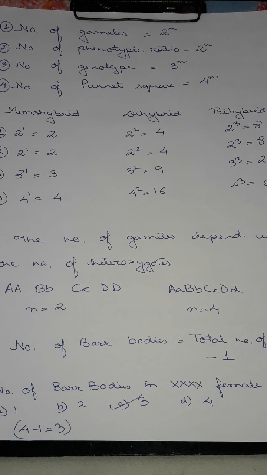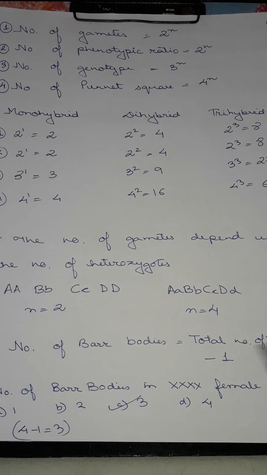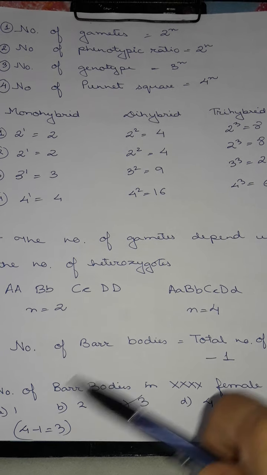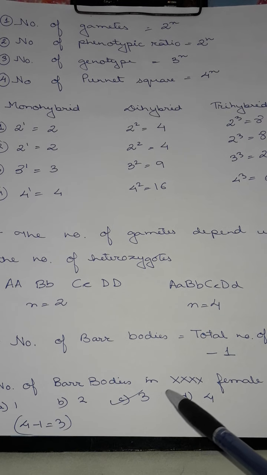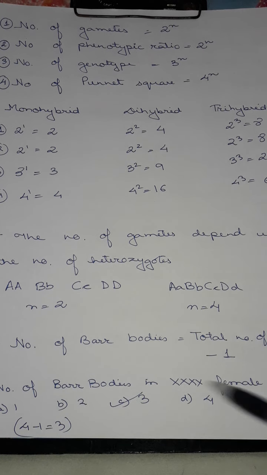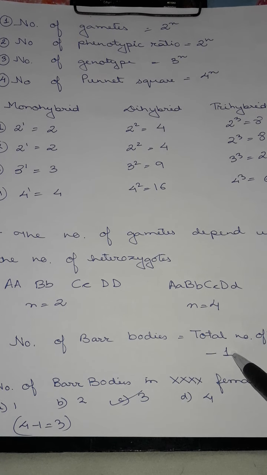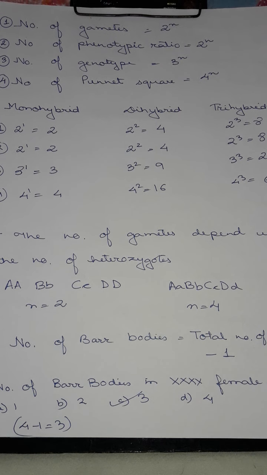Okay, now we have studied about the Barr bodies, isn't it? To take out the Barr body number, the formula is the total number of X chromosomes minus 1. Got it? Because we have already studied that the number of Barr bodies is less than the number of X chromosomes. So from the total number of X chromosomes we will subtract 1. Suppose the question is: the number of Barr bodies in an XXXX female. Options are 1, 2, 3, 4. So the number of Barr bodies will be: total number of X chromosomes 4, minus 1, that means 3. So the answer will be 3. Very simple these are.